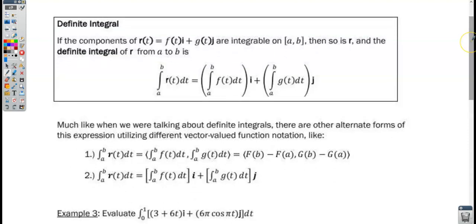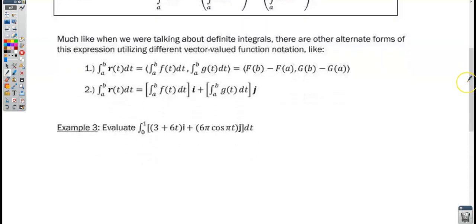and that's going to give us our vector valued function for the definite integral. Now, of course, the definite integral of a vector valued function, instead of being a function, is just going to be a vector. So I'm going to do that based off of whatever form they're written in. The first one here, we've got the integral from 0 to 1 of 3 plus 6t i plus 6 pi cosine of pi t j. So we're going to take each of those components and integrate them individually, and then multiply the result of that times the standard unit vector.